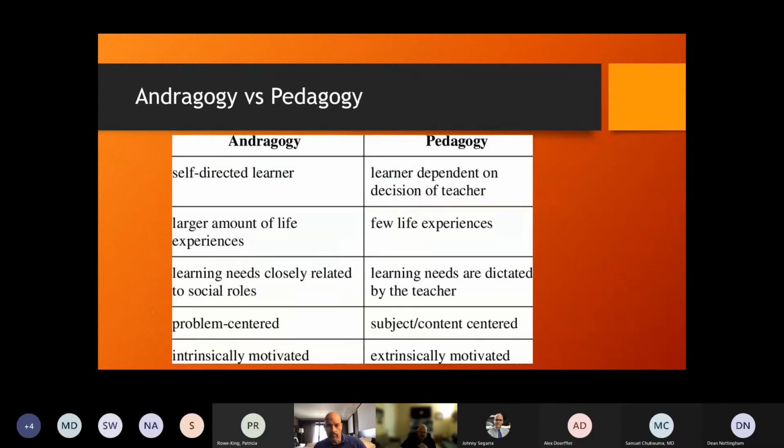When we compare the two styles of teaching, self-directed learners versus learners dependent on the decisions of the teacher, larger amount of life experience versus few life experiences, learning needs closely related to social roles versus learning needs that are dictated by the teachers, being problem-centered versus subject and content-centered, intrinsically motivated versus extrinsically motivated.